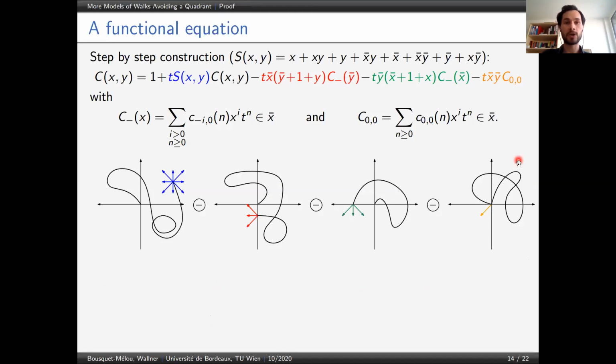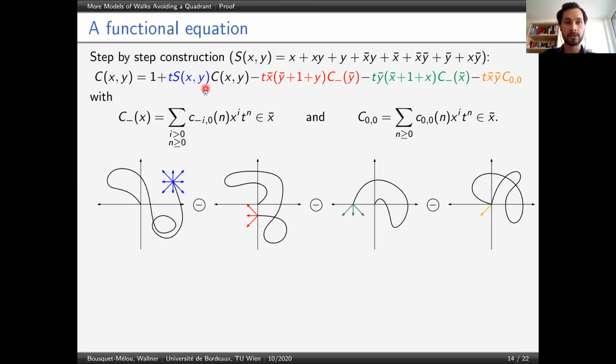So let me dive now into the proof. Everything starts with a step-by-step construction which models these walks. So a walk of length n plus 1 is constructed from a walk of length n in such a way that we append an allowed step. This corresponds to multiplying with the step polynomial S and t, which corresponds to another jump. A walk before that is also allowed to be, of course, empty.